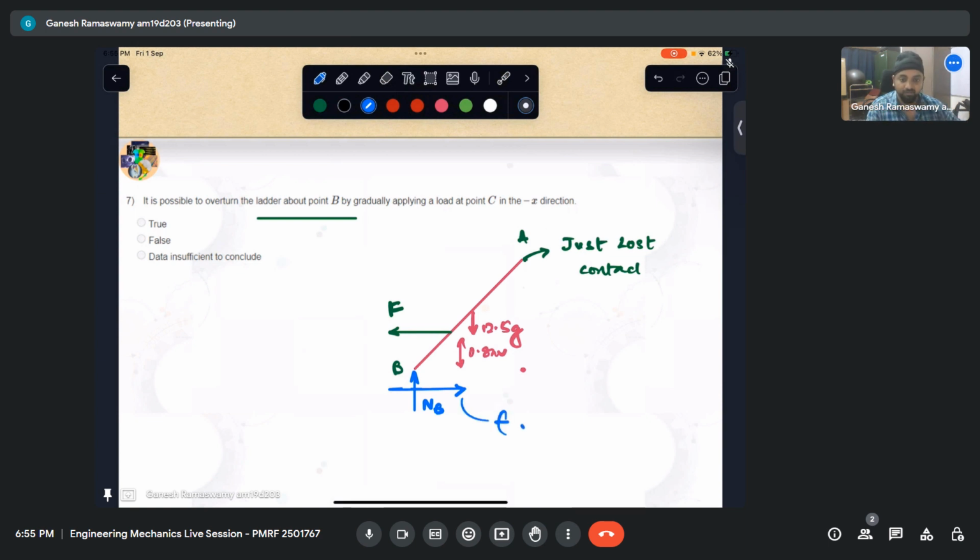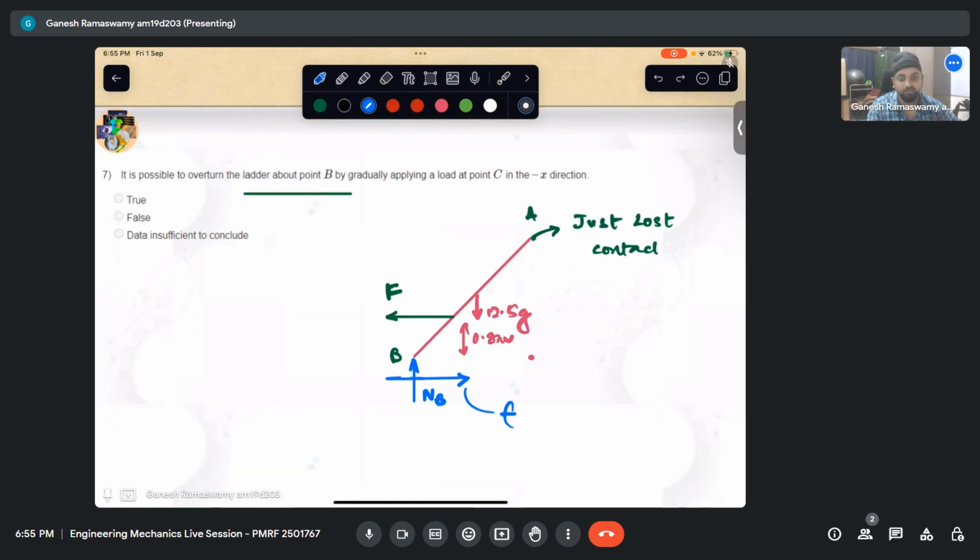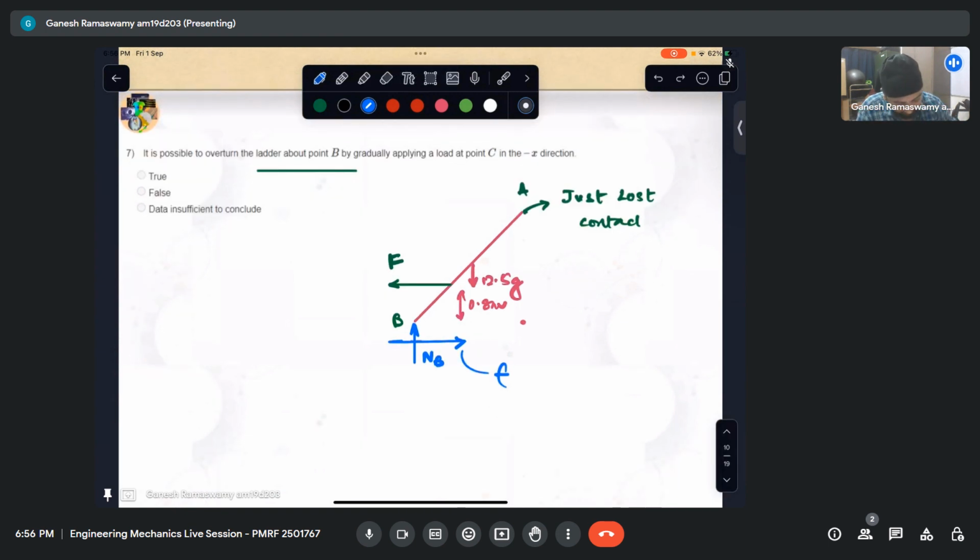We don't know. Right now we are looking at the condition where we are trying to overturn this about the point B. Let me call that F. Now, if the equilibrium is satisfied in this condition, then it is naturally possible for me to overturn this. So let us see if equilibrium is satisfied. Now that we have lost contact here, we need to take moment about this point in order to find what should be the F that I should apply.